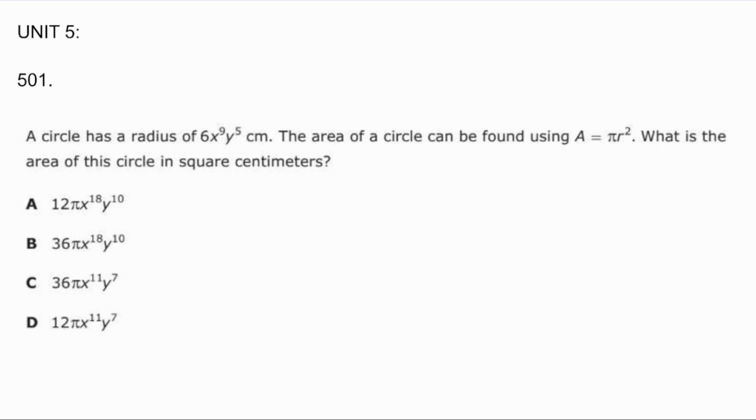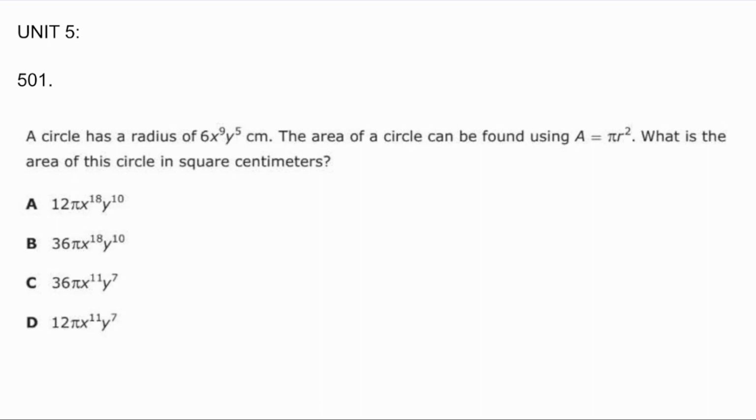Alright, so that looks like that's it for the quadratic problems. Now we're moving on to Unit 5, the most recent unit. And this is all about our algebra rules, like adding, subtracting, multiplying, dividing polynomials, doing a little bit of factoring, stuff like that. So if a circle has radius of 6x to the 9, y to the 5 centimeters, and we can get the area of a circle with pi times radius squared, what's going to be the area of this circle in square centimeters?